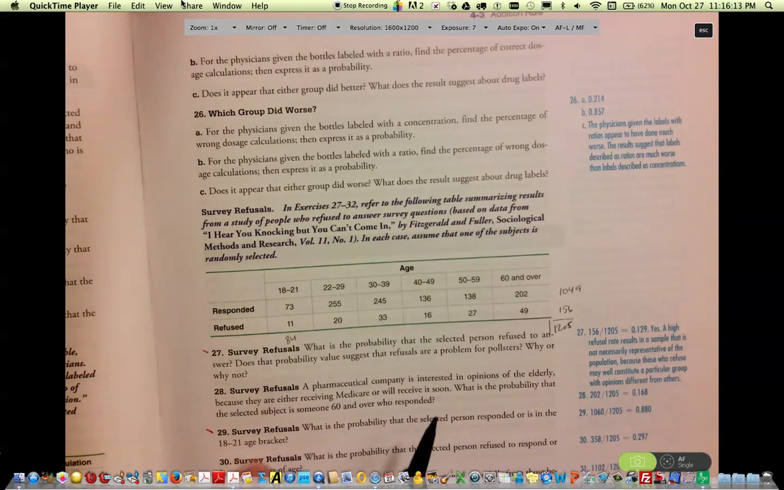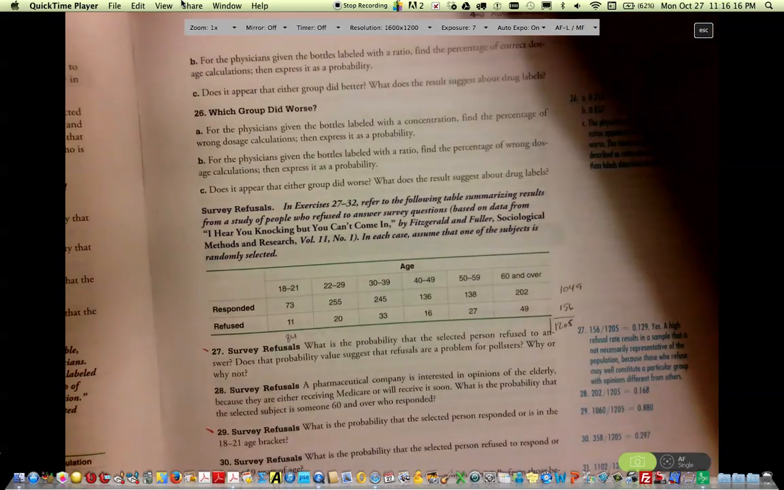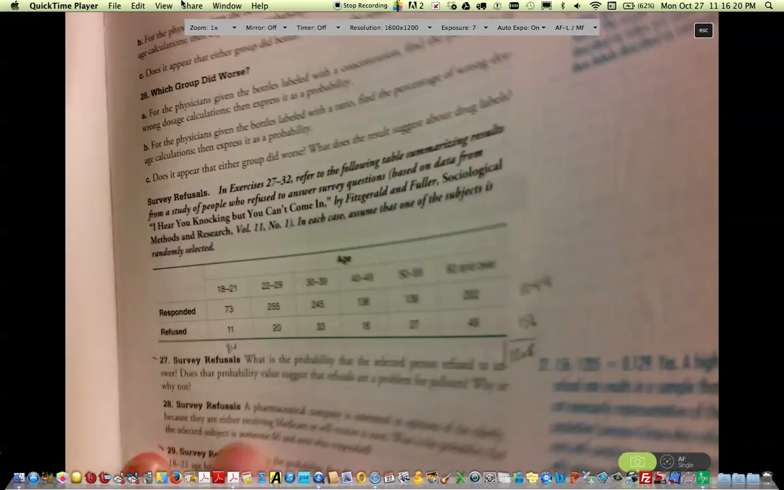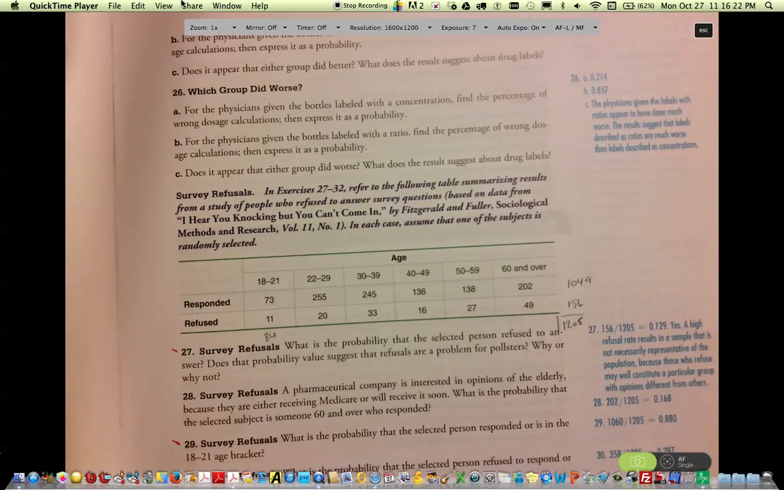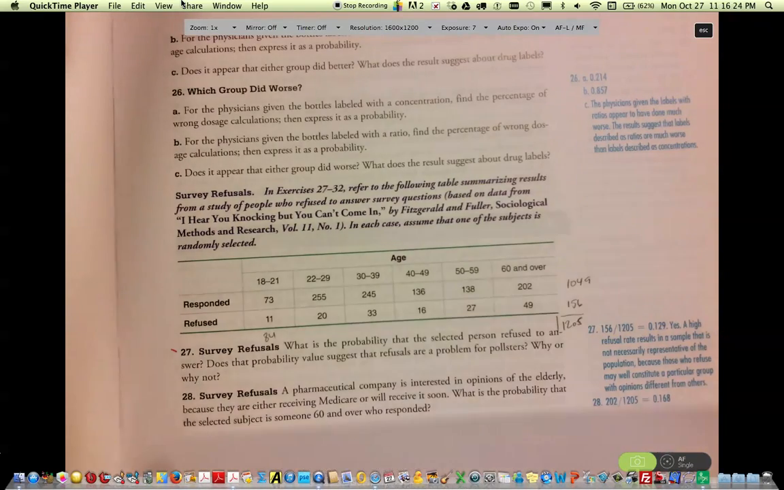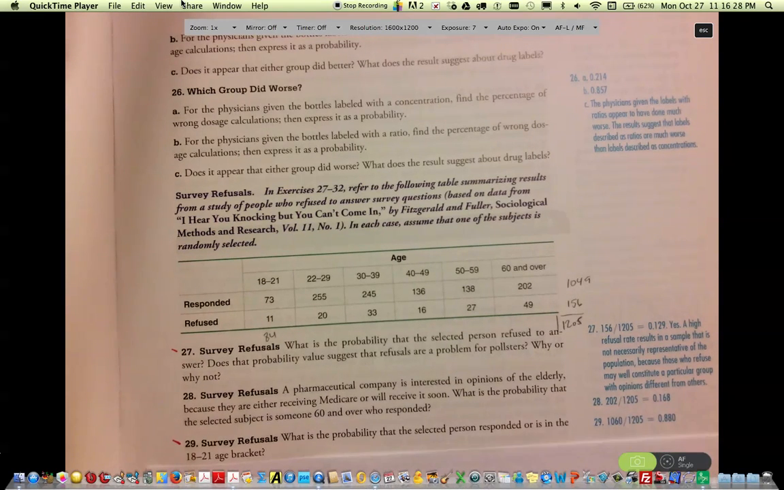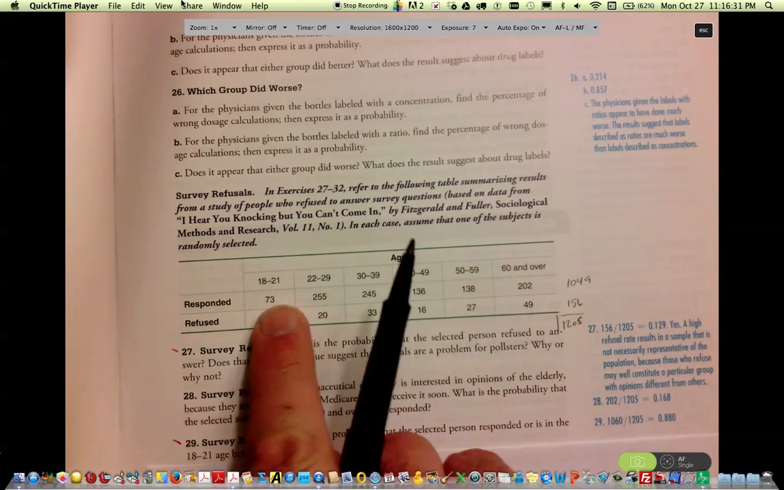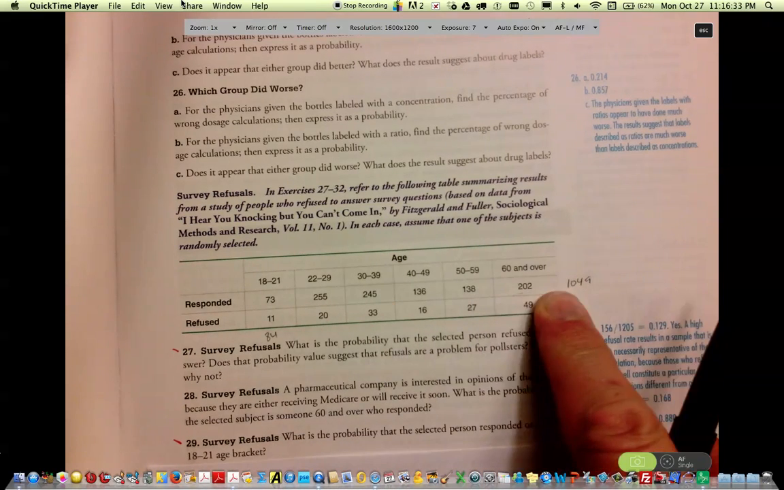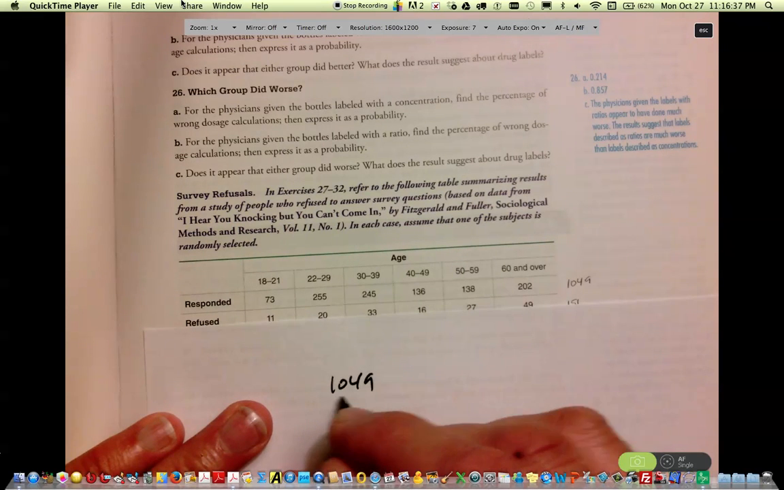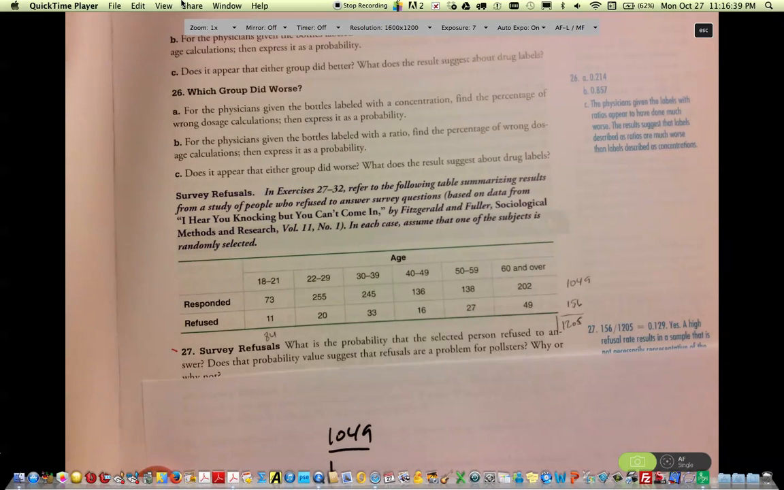Okay, and then another question here is, what's the probability that the selected person responded or is in the 18 to 21 bracket? All right, so this one, I think you might want to go back and use the formula. Otherwise you're going to end up having to add up a whole bunch of different probabilities. So we're saying the probability that they responded is going to be all of these people. So that'd be 1,049 out of 1,205.